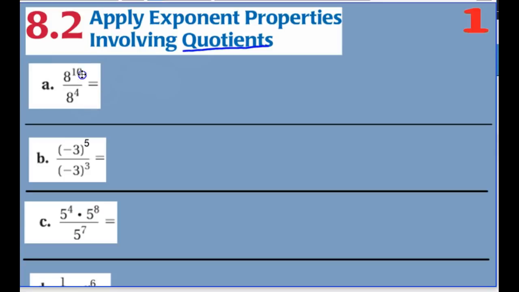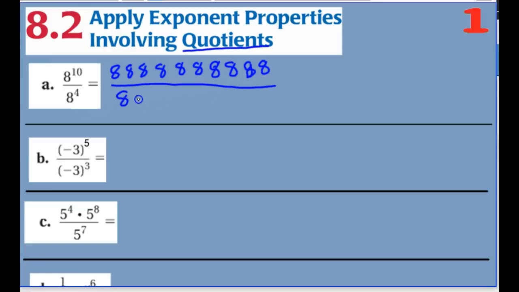So if we look at number 1, we have 8 to the 10th power divided by 8 to the 4th power. Now how we're going to do this is we're going to write out, just like we did before, how many 8s we have. On the top we're going to have 10 8s, so I'll write 8 10 times. 4, 5, 6, 7, 8, 9, 10. We have 10 on the top, and on the bottom we have 4, so we have to write 8 4 times.